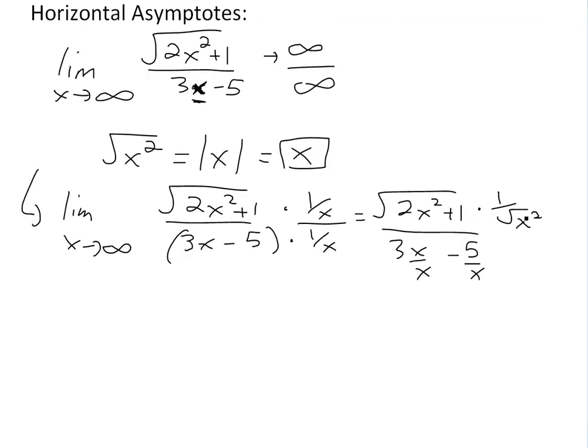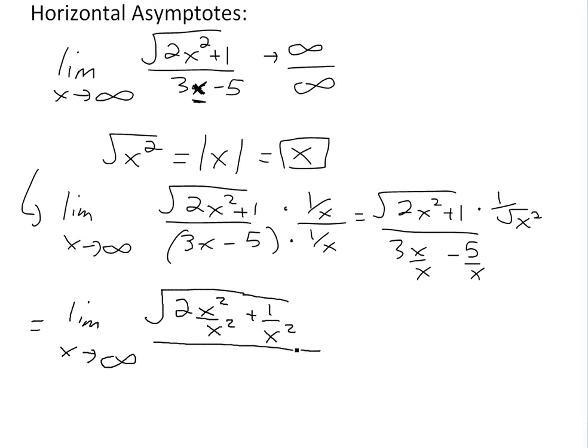And now we can actually bring this inside this function here, because this is just a square root. They're both square roots, so you can just put it inside. You can see more on this in the power functions properties video in the link below. So you can just put this x squared inside, and you're going to have the limit as x approaches infinity of the square root of 2x squared divided by x squared, plus 1 over x squared, and now all divided by 3.